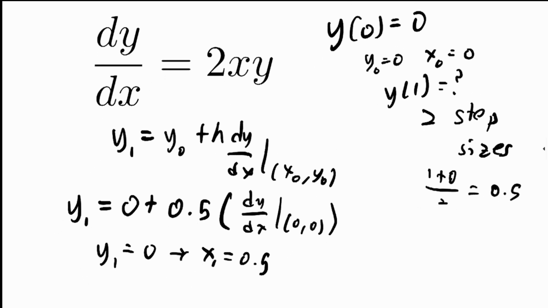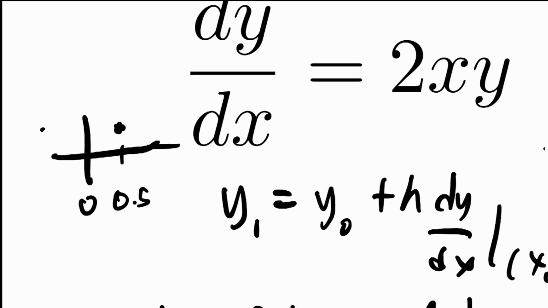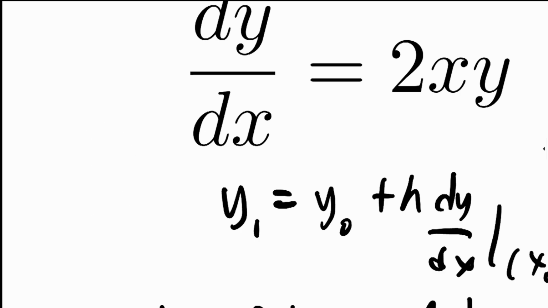Remember, we started at x equals 0, then we went to 0.5, so now we're here, and we know that this point right here, this y-coordinate, is at 0 as well, which is not drawn correctly at all, but you get the idea.